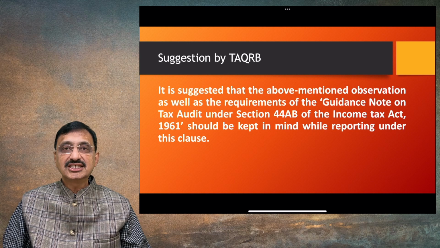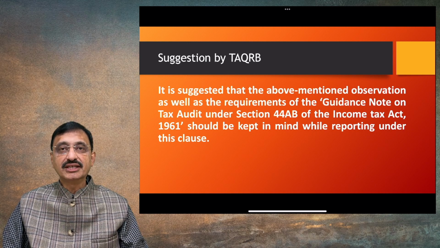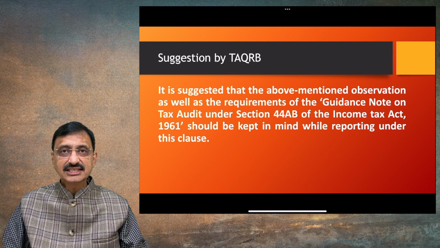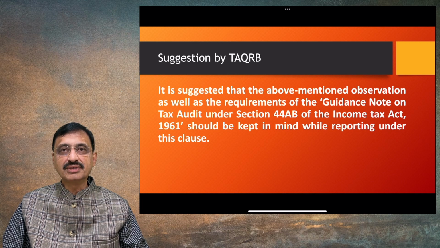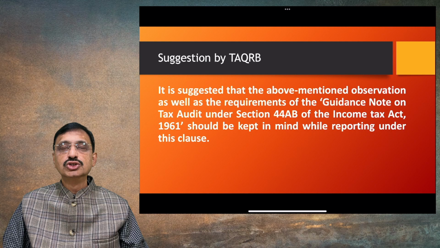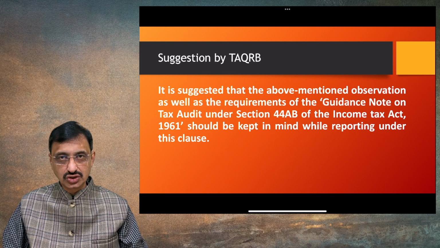Now, what is the suggestion made by the Taxation Audits Quality Review Board? It is suggested that the aforesaid observations, as well as the requirements of the guidance note on tax audit under Section 44AB of the Income Tax Act 1961, should be kept in mind while reporting under this clause.